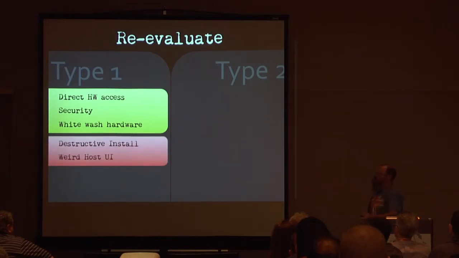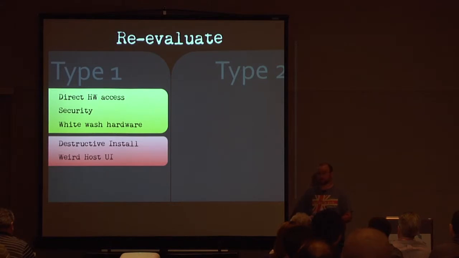The problem: destructive install, and it's a weird host UI. That host UI is getting better, but still. And the destructive install, kind of like BitLocker, there's just no way to rip and replace, or to not rip and replace, to get this thing on there. You can P2V your old operating system off of that box and then V2V it back on, but no matter what, you have to touch it, and it's a complicated process.